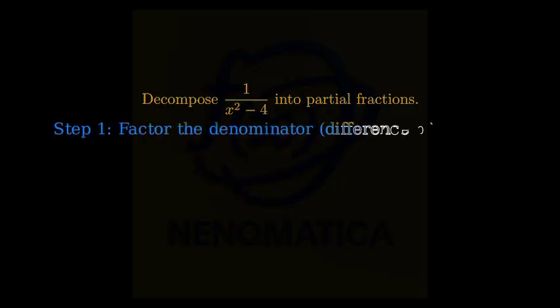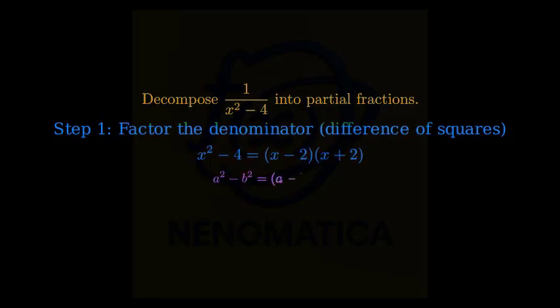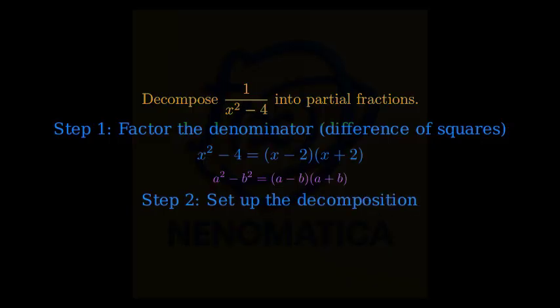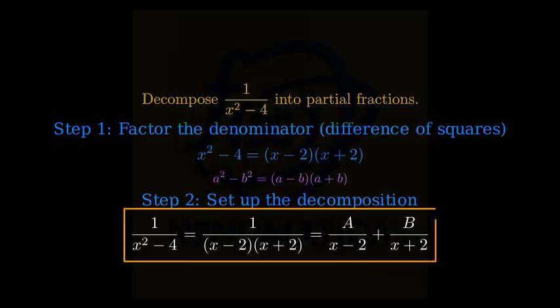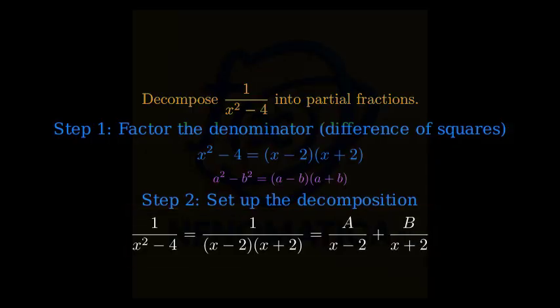Step 1. Factor the denominator using the difference of squares. X squared minus 4 factors as (x minus 2) times (x plus 2). Step 2. Set up the partial fraction form with constants a and b. 1 over x squared minus 4 equals a over x minus 2 plus b over x plus 2.